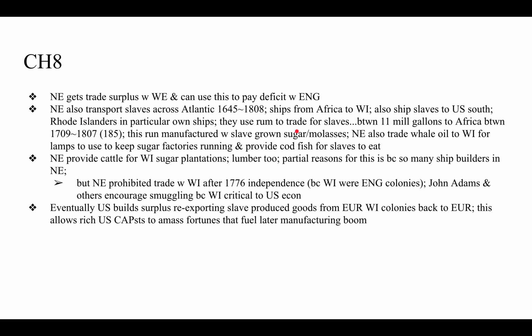They used rum to trade for slaves, 11 million gallons to Africa between 1709 and 1807. Rum was manufactured with slave-grown sugar and molasses from the West Indies. New England also traded whale oil to the West Indies for lamps to use to keep sugar factories running and provide cod or fish for slaves to eat.